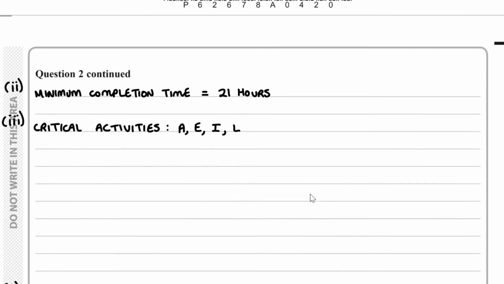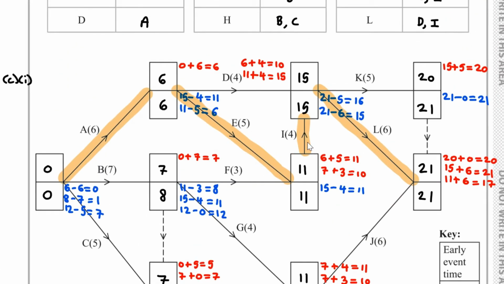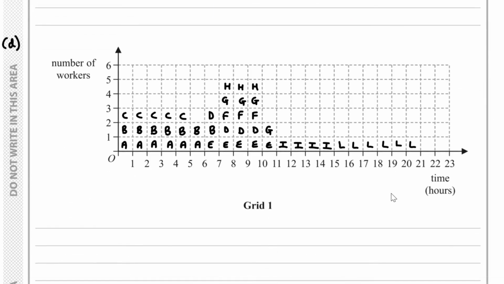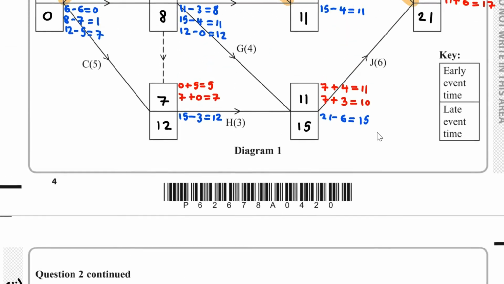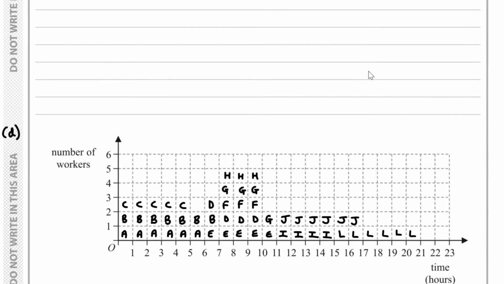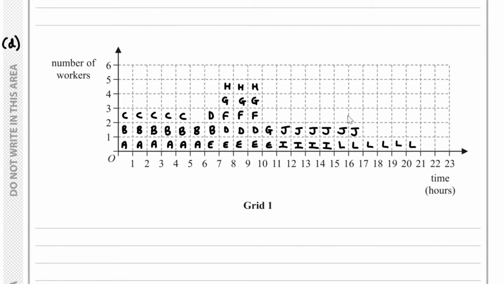I is critical, so that's already been added in. If we take a look at J, this starts at 11, has duration 6. So here we've got J. And if we take a look at K next, starts at 15, has duration 5. So 15 is over here, has duration 5. So K goes here.